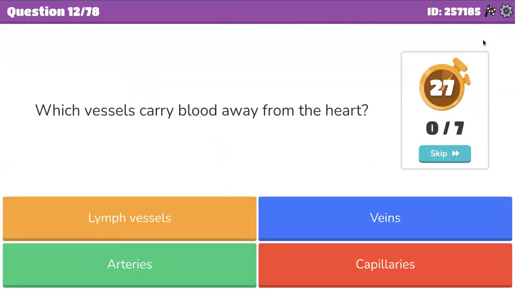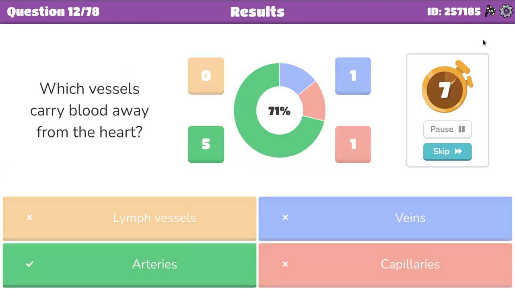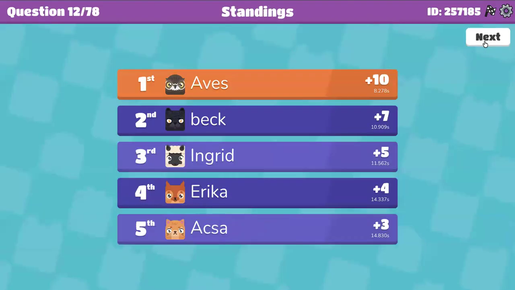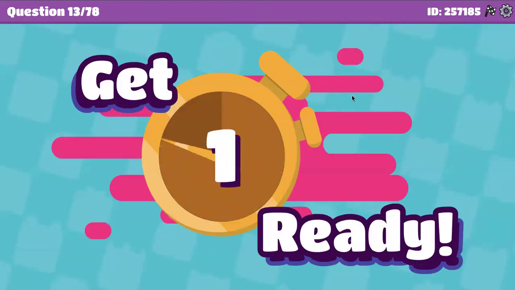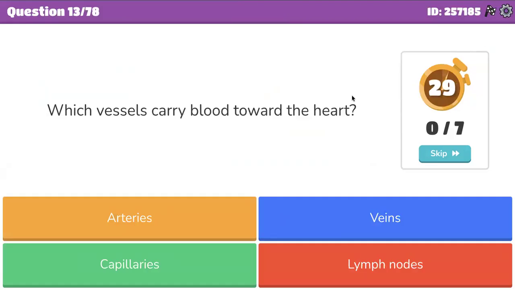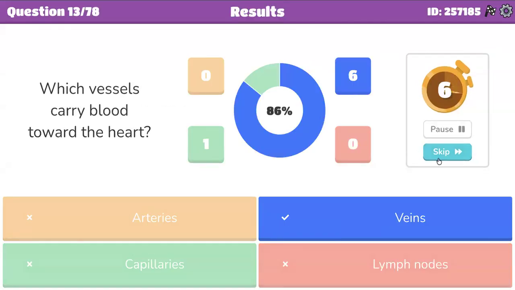Which vessels carry blood away from the heart? Lymph vessels, arteries, veins, or capillaries? Yep, arteries. Capillaries are where gas exchange occurs, while veins do the opposite of arteries. Which vessels carry blood towards the heart? Veins.